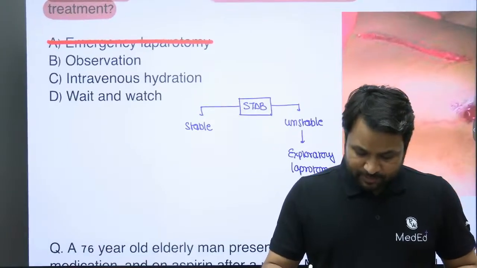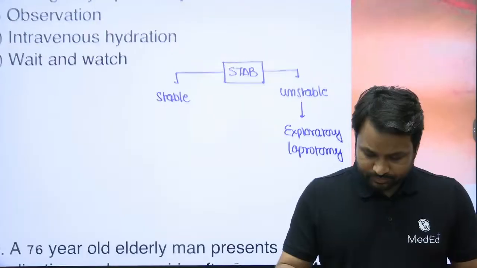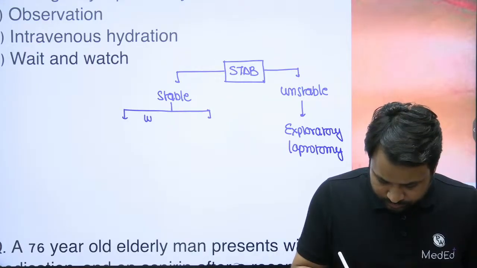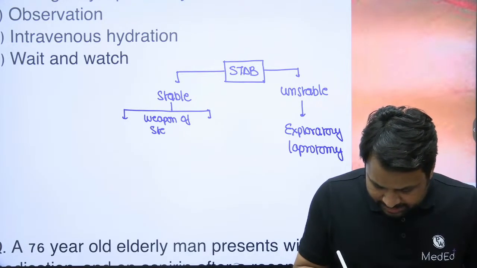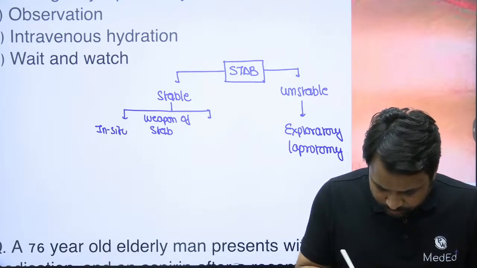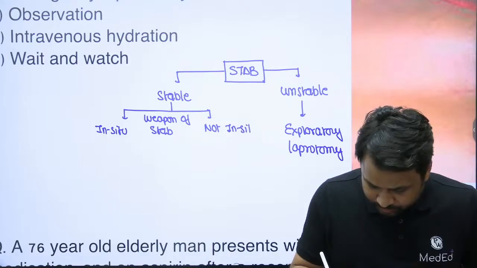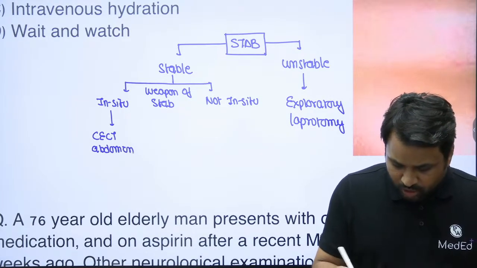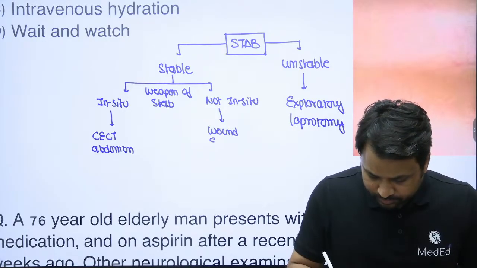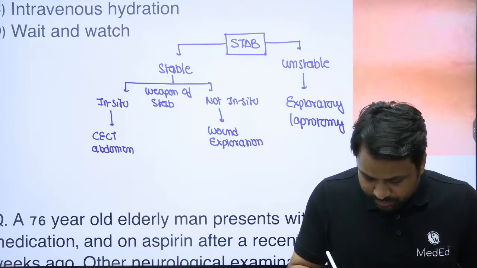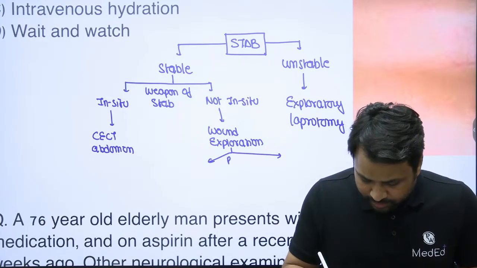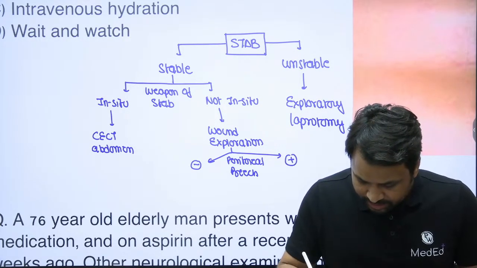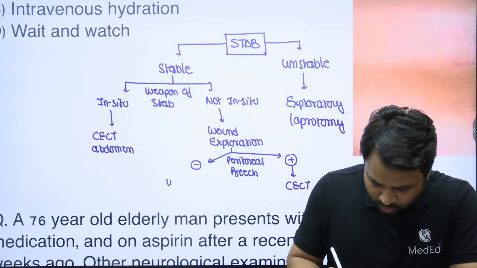Okay? Now, if the patient is stable, I will see the weapon of stab is in situ or not in situ. If it is in situ, I cannot do a wound exploration. I have to take for CECT abdomen. If it is not in situ, you can do a wound exploration. In a wound exploration, you will see peritoneal breach is present or not. If it is present, do a CECT of the abdomen. If it is absent, do a wound closure.